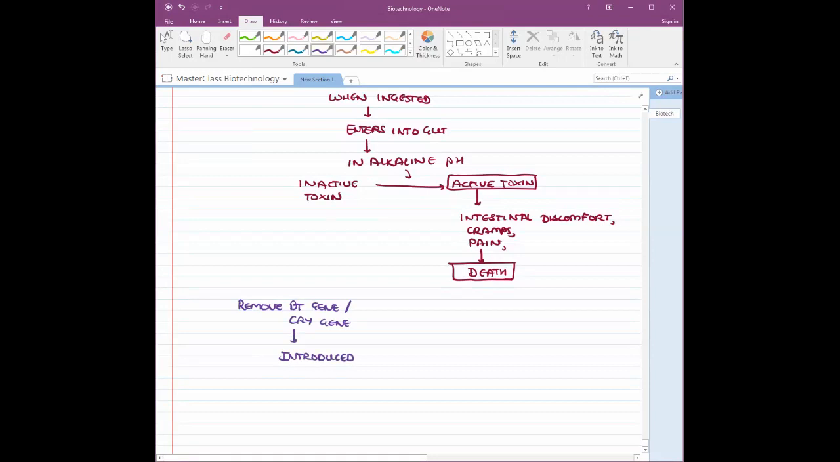Like how we make use of Agrobacterium tumefaciens, right? You take this cry gene or the Bt gene, you put it in the Ti plasmid in between your tDNA, and then you put it back into Agrobacterium. You take this Agrobacterium, you infect your plant cells, so it is introduced into the plants. Once this has been done, you allow the plant to grow.